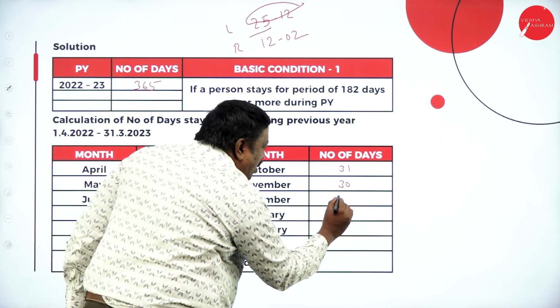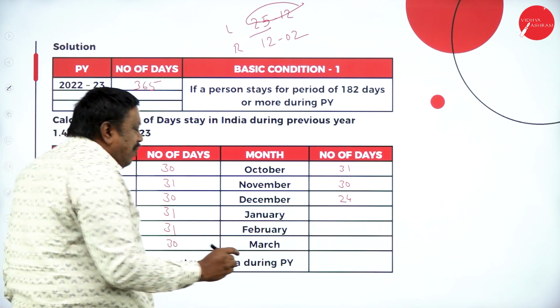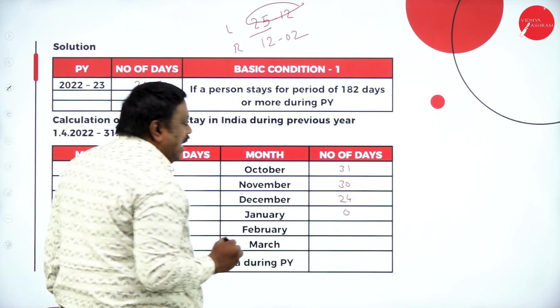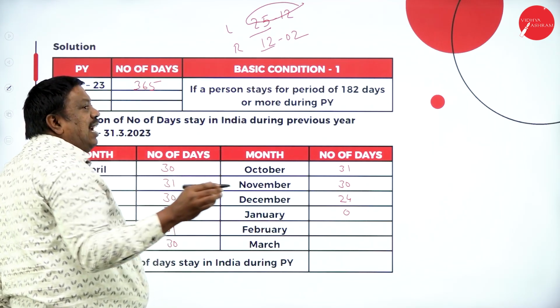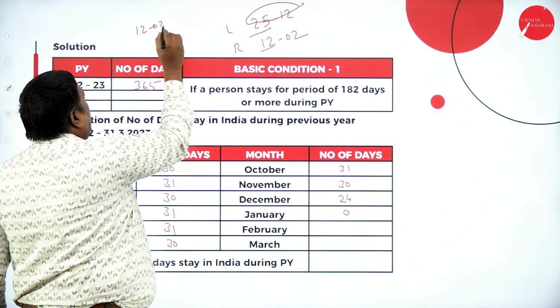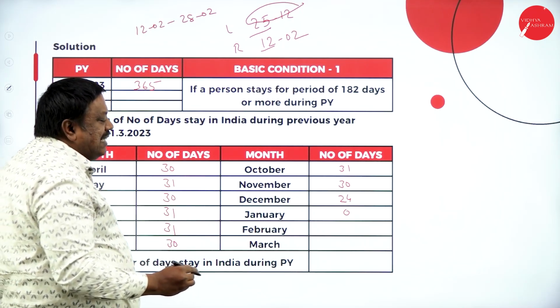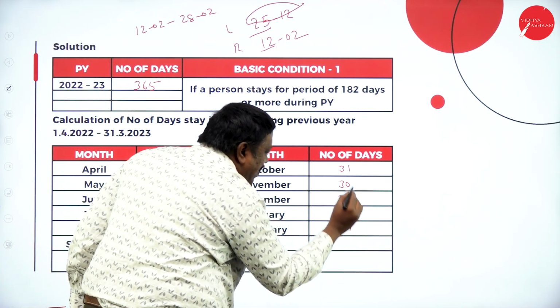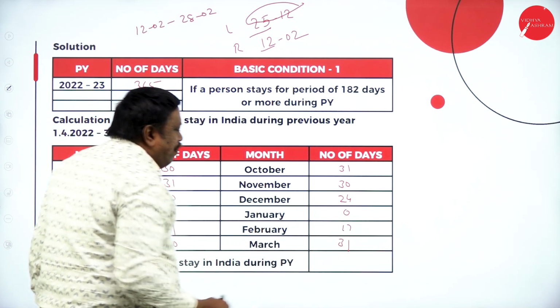So, up to 24th of December, I was in India. January, I was not in India. When I returned on 12th February, up to 11th, I was not in India. Means from 12th February to 28th February, it will be 17 days. So 17 days I was in India and 31 days in the month of March.